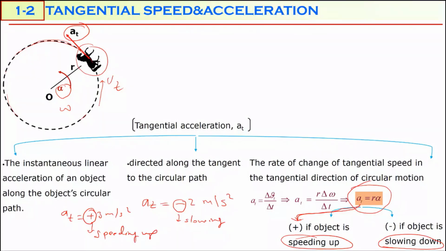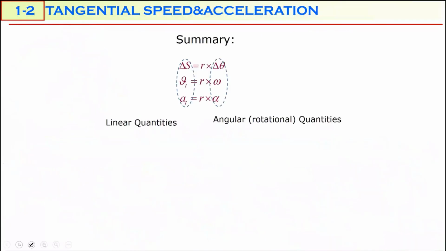There's a sectional question about this. Also, it's a ministry exam question. If the tangential acceleration is positive, the object is speeding up, and tangential speed is increasing. If tangential acceleration is negative, the object is slowing down, which means tangential speed is decreasing. And let's give a summary about this.